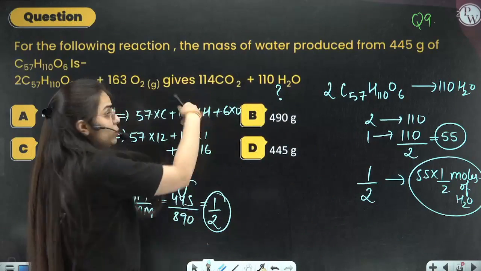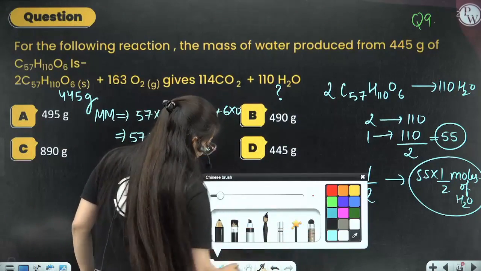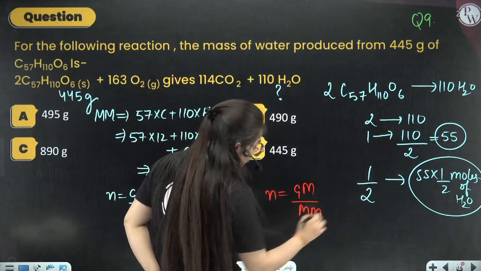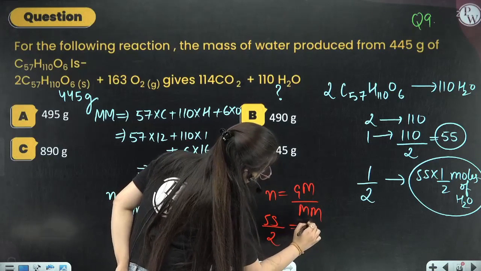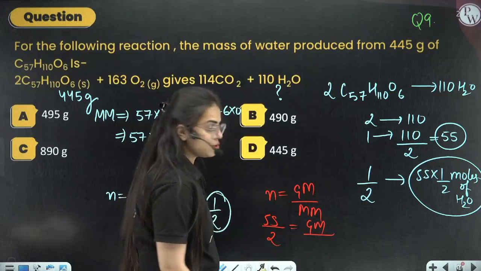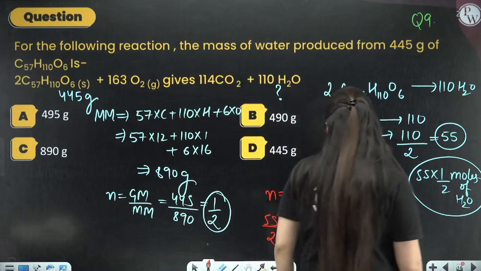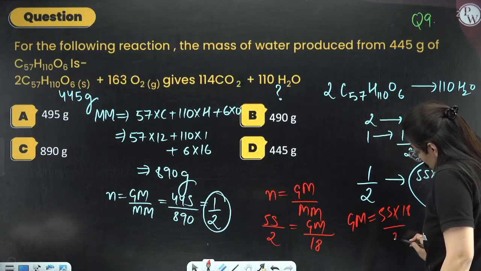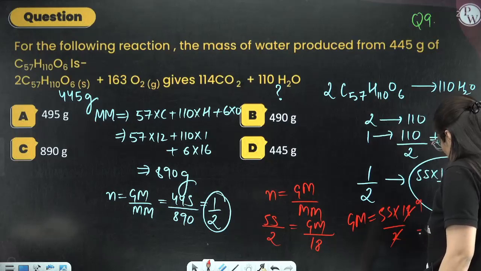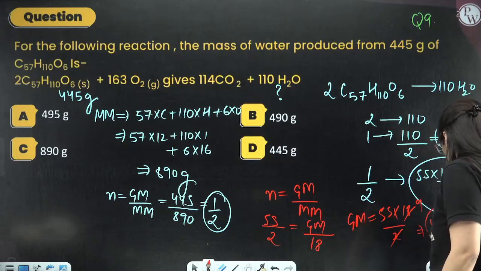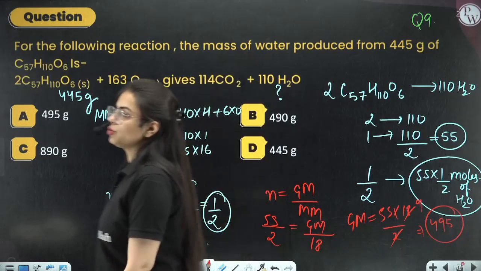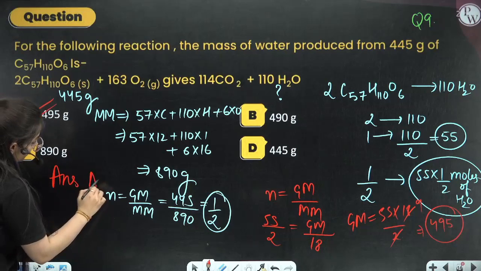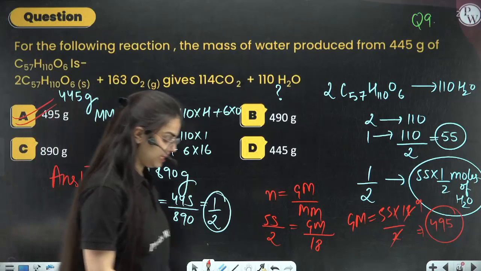But they are asking us to calculate the mass of water. So number of moles is equal to given mass upon molecular mass. Number of moles is 55 divided by 2, equivalent to the given mass we need to calculate. But we know the molecular mass of water is 18. So can we cross multiply it? When we cross multiply, given mass comes out to be 55 into 18 by 2. 2 nines are 18, so 9 into this. Now we multiply. This comes out to be 495 grams. Hence, our option number A is going to be the correct answer.